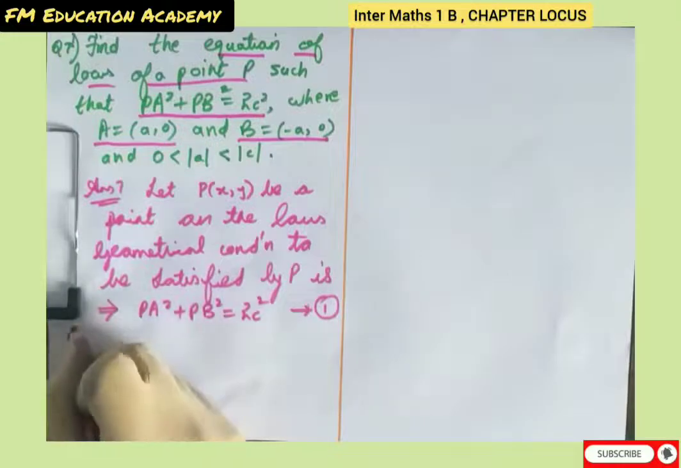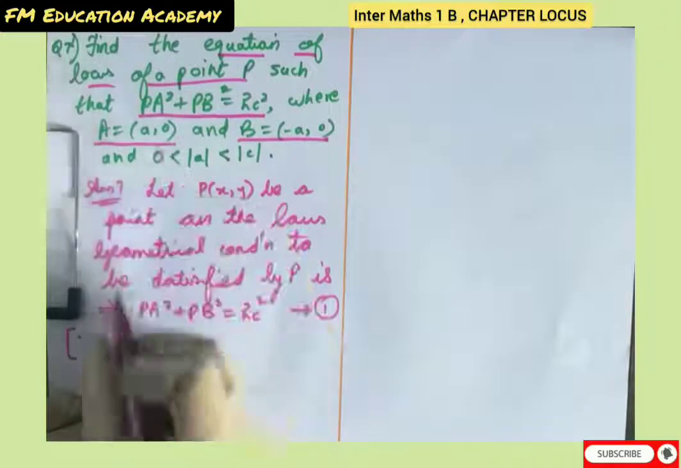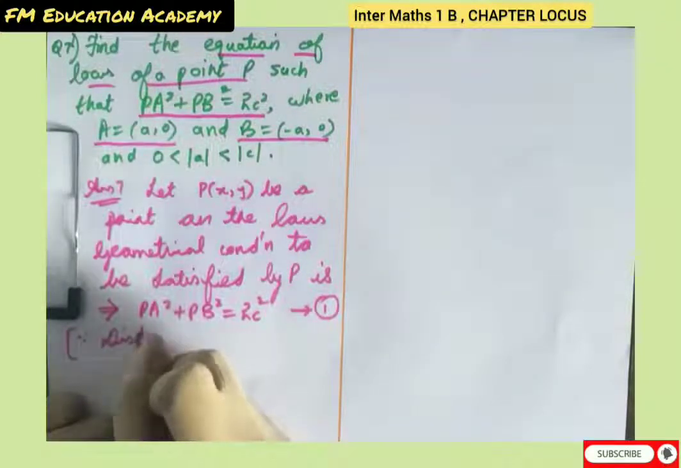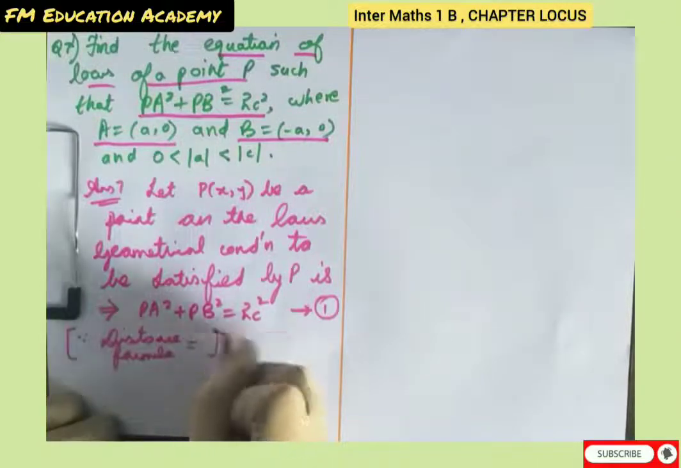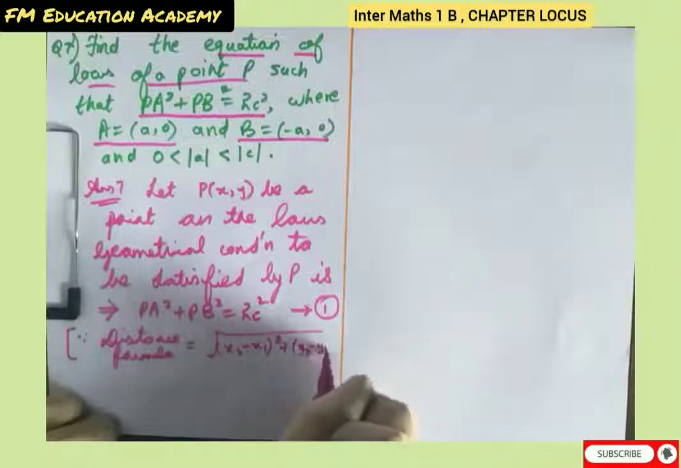So which formula do we have to use here? Since it is telling (a, 0) and (minus a, 0), we have to use the distance formula, and PA and PB mean distance formula only. So the distance formula will be root of (x2 minus x1) whole square plus (y2 minus y1) whole square.